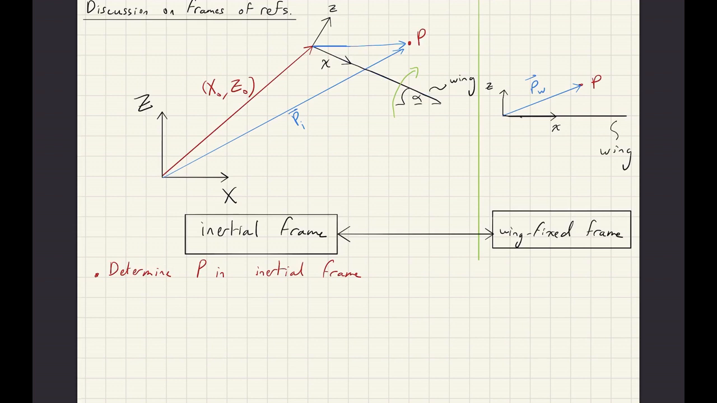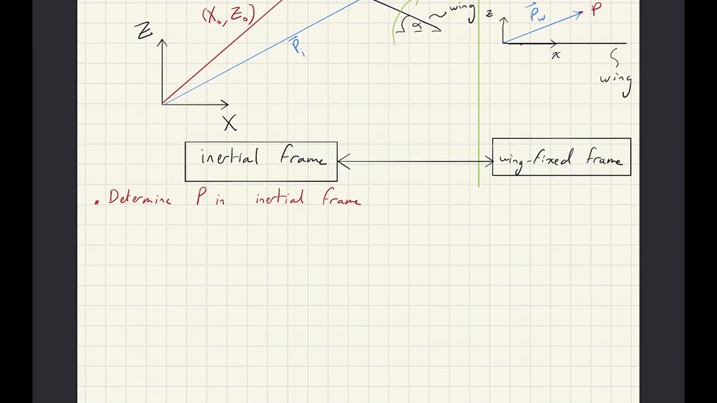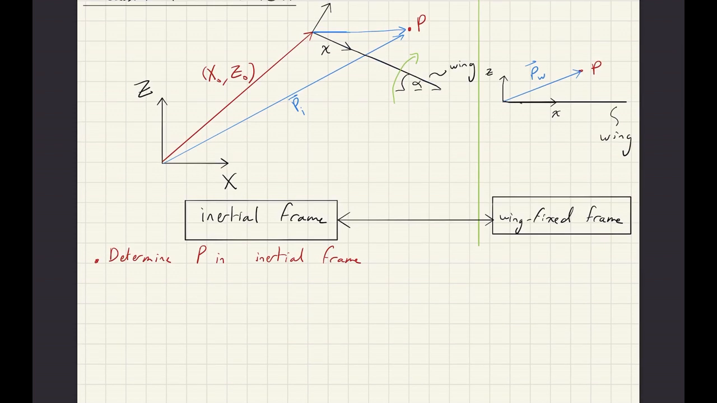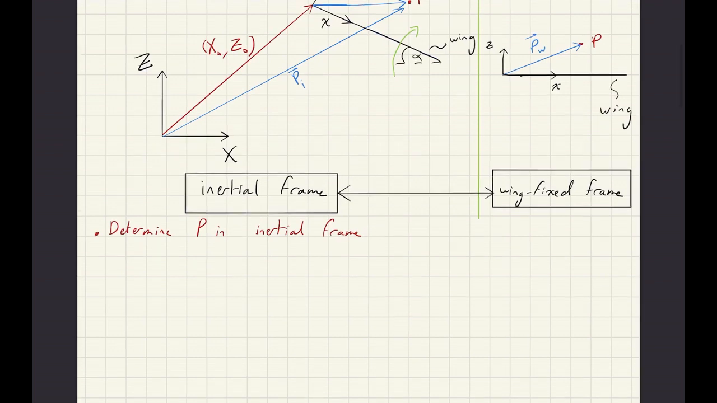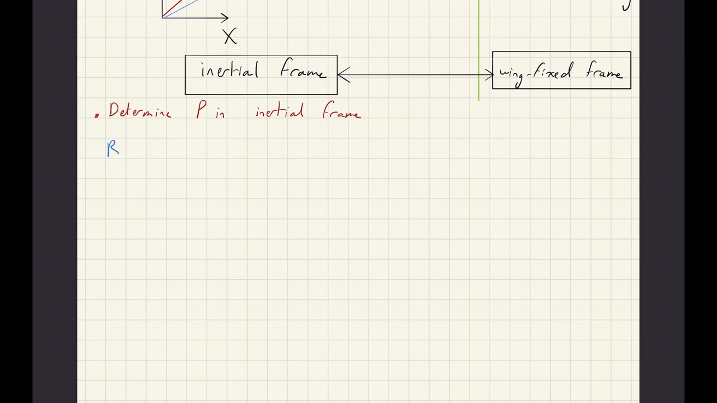Let me try to write this down to give you a sense, so that things are not that abstract. Let me switch to, say, blue. The first thing, as I said, is that we need to rotate the wing fixed frame to the inertial frame. The amount of rotation is the value of the angle of attack of the wing. So the rotation matrix from wing to the inertial frame is simply equal to cosine alpha, sine alpha, minus sine alpha, and cosine alpha.